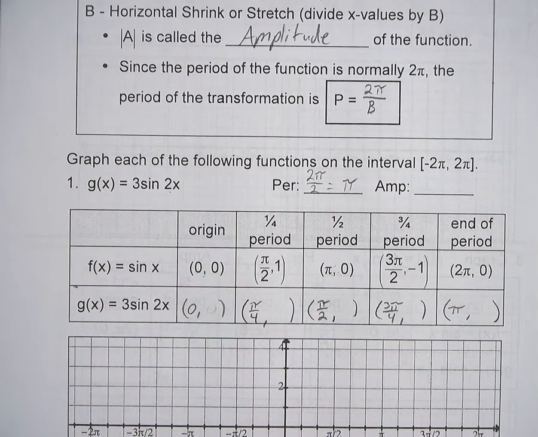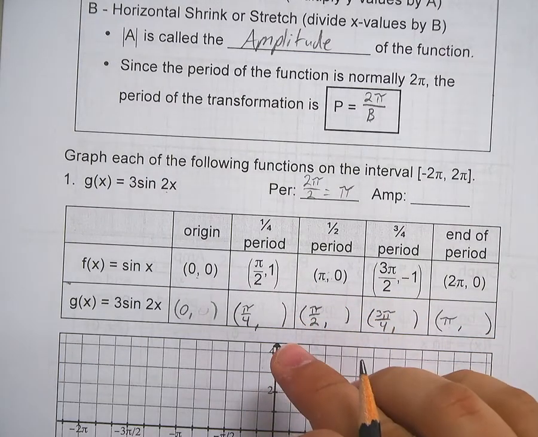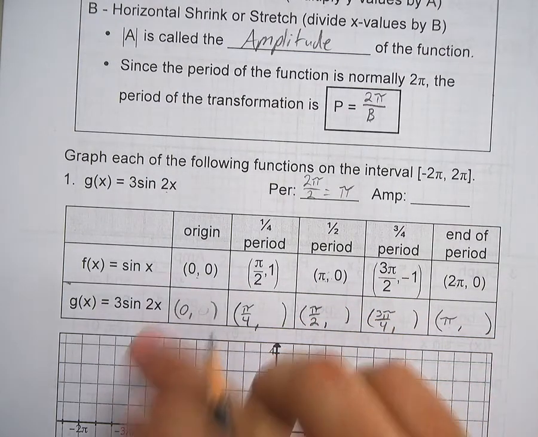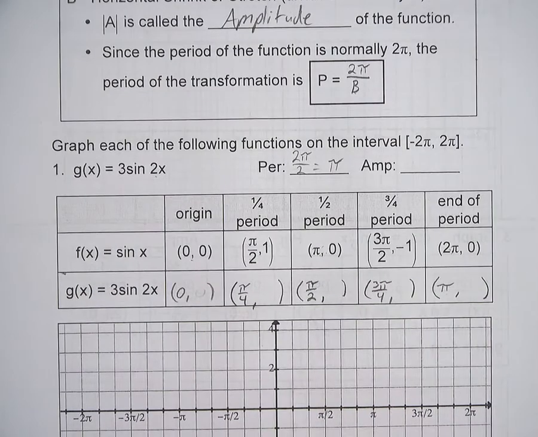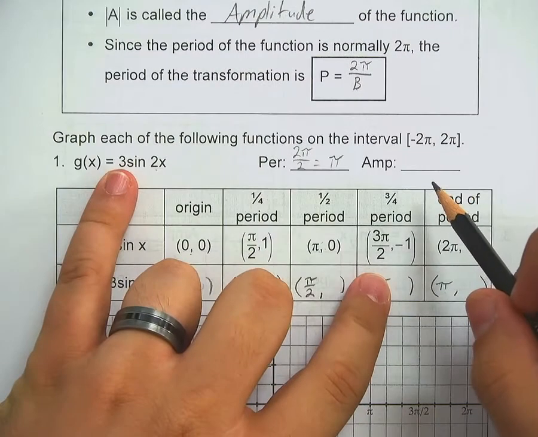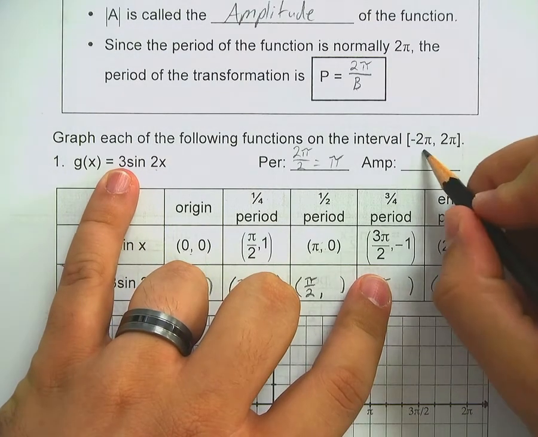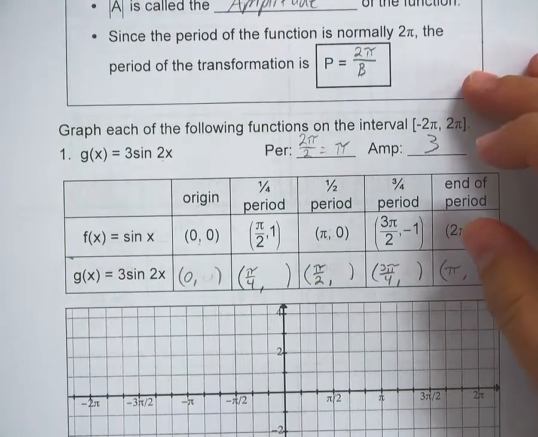Once you have your period set up, we're going to go through and we're going to plug these x values into our function and come up with the y's. Now, something that'll tell us a little bit about that here is the amplitude. Remember, amplitude is how tall it is, and in this case, a here is 3. It's 3 times as big as a regular sine function. So my amplitude is 3.